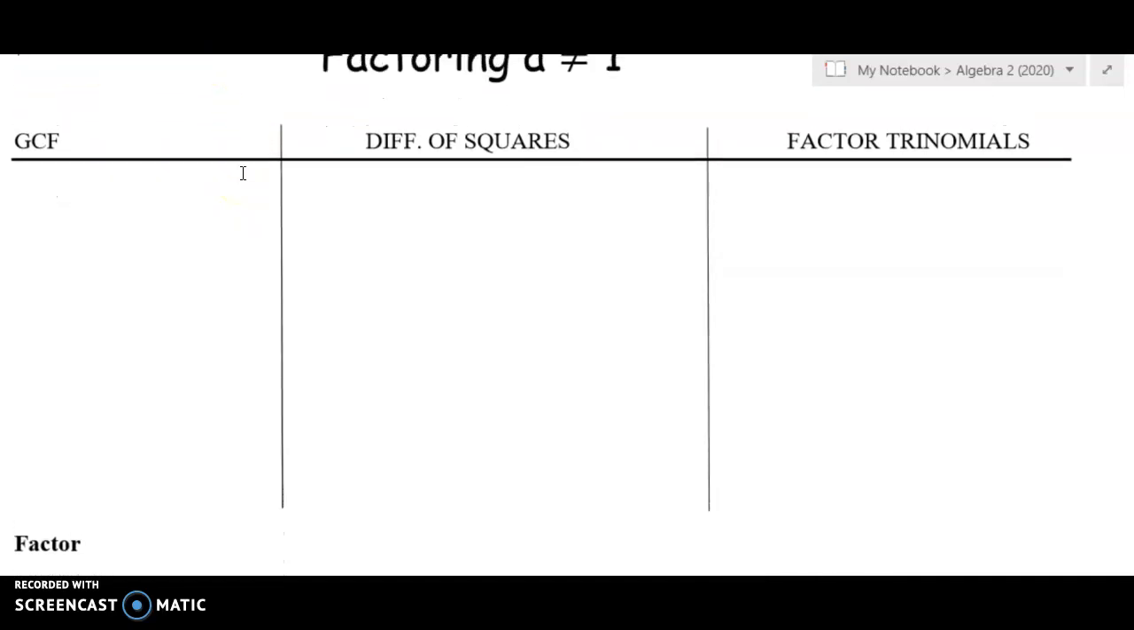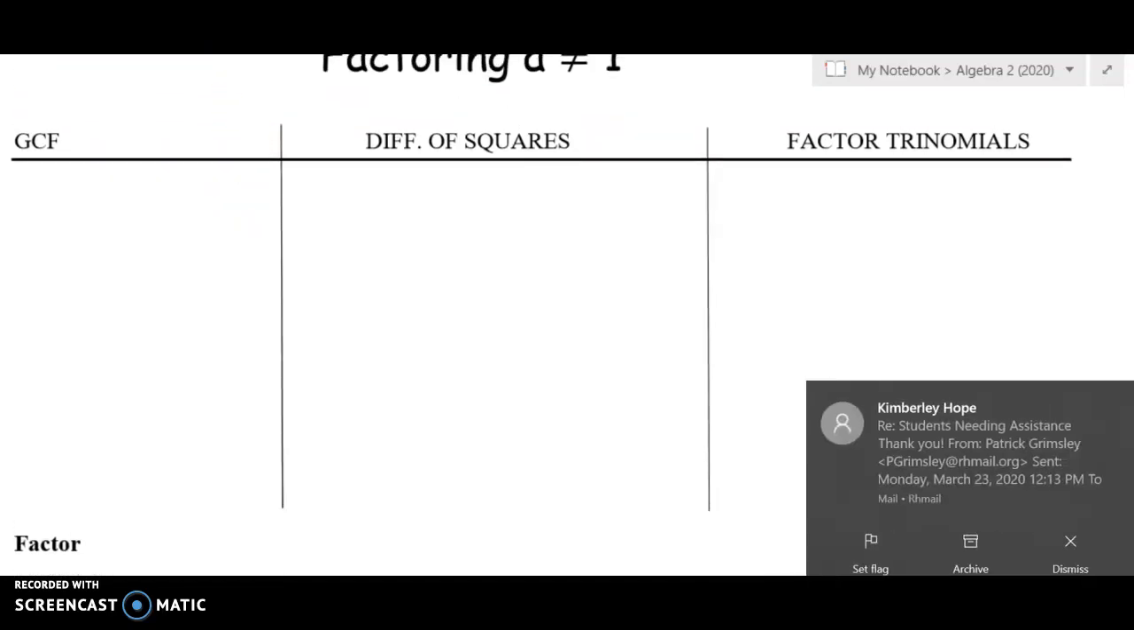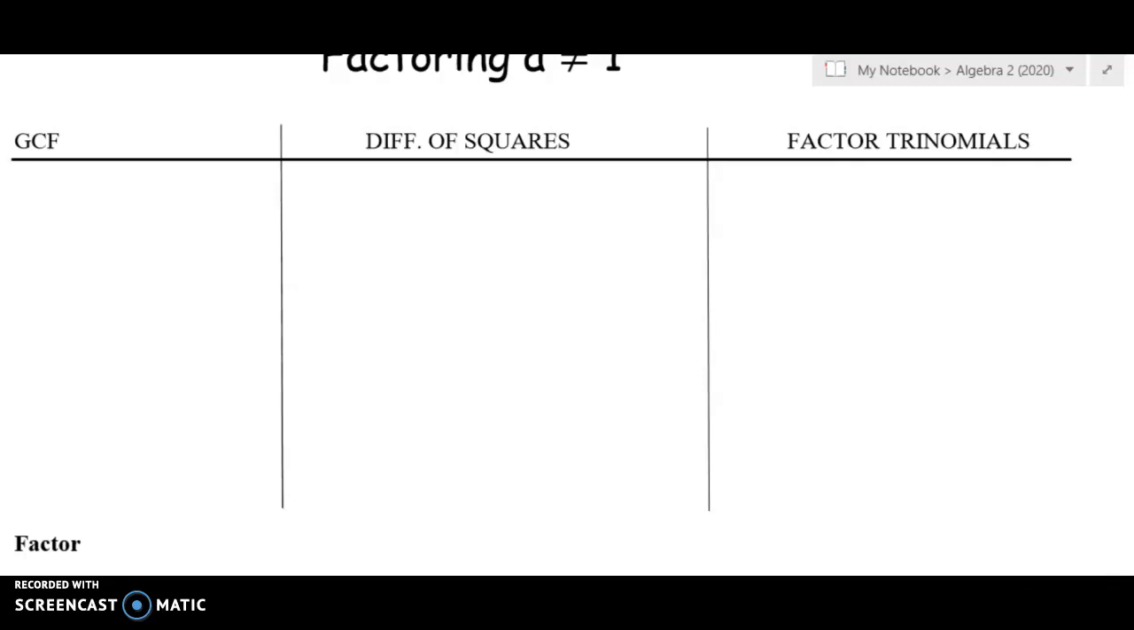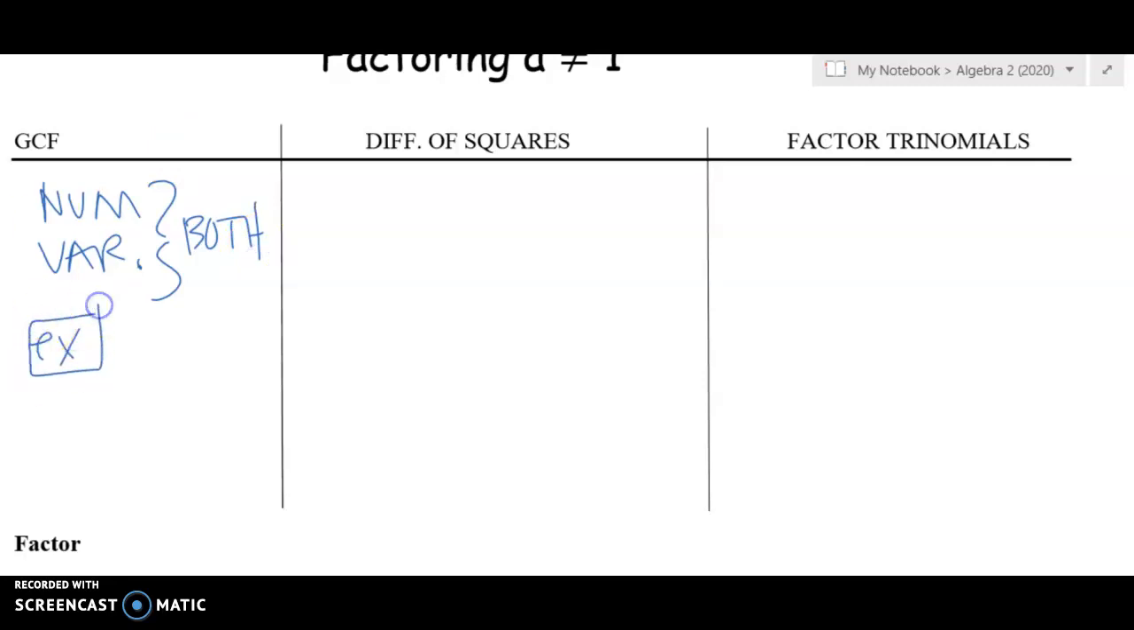So let's just start. I'm going to just throw some examples up here. Let's go ahead and start with GCF. So a little reminder here, GCF could be a number or it could be a variable, or it could be both. So again, let me just throw up an example to refresh your memory.